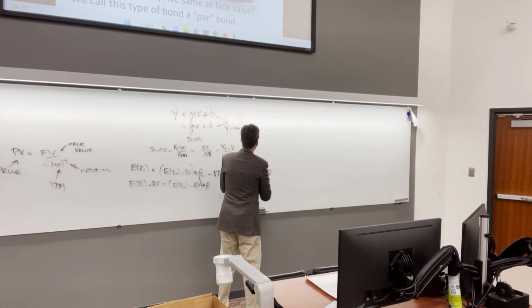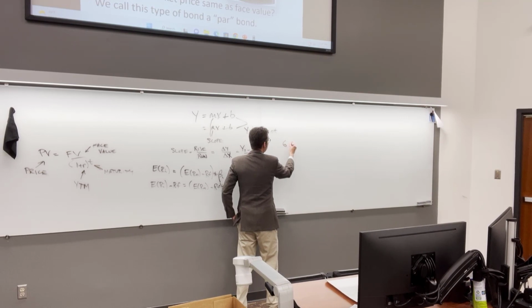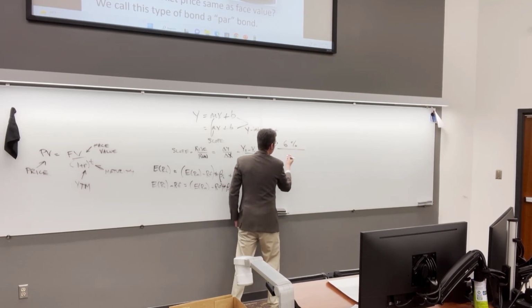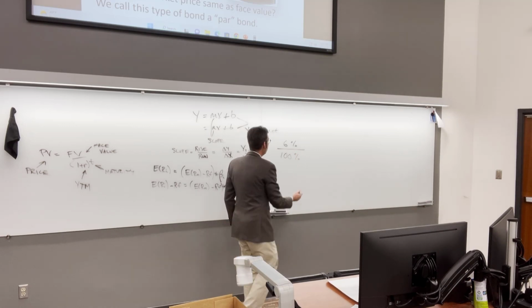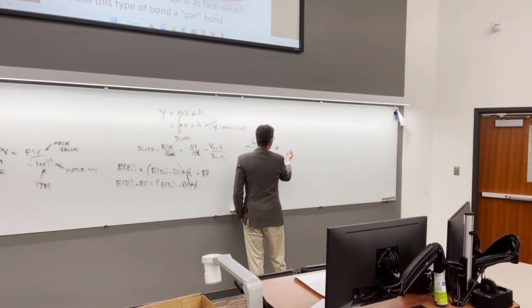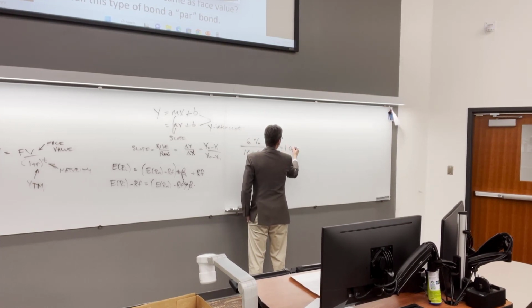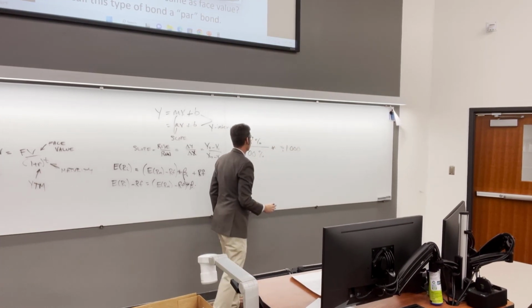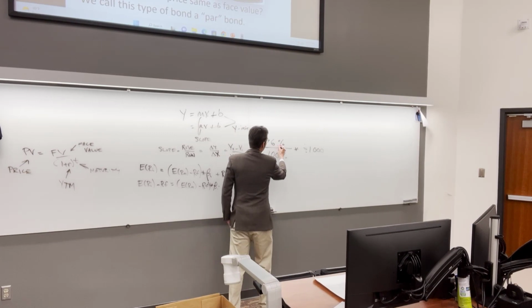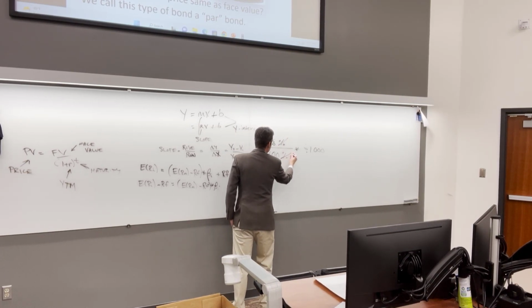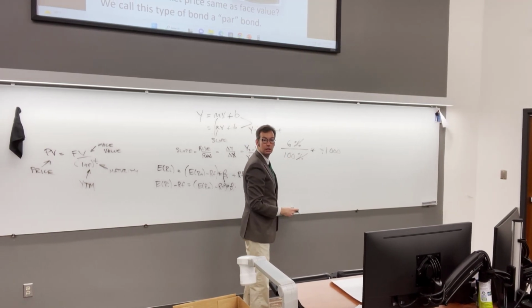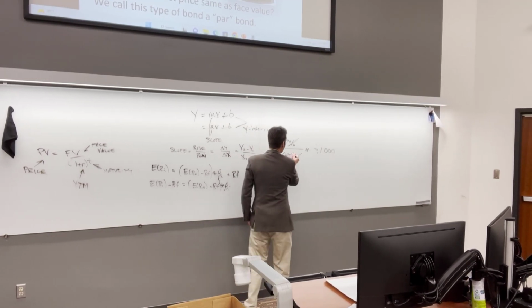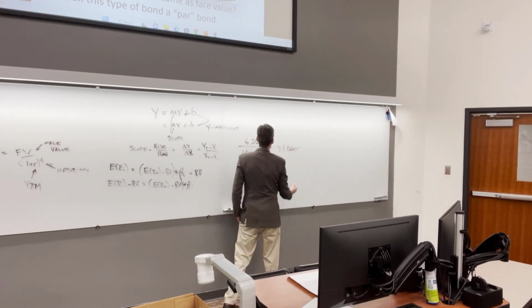Okay, so we're going to take our coupon rate, 6%. We're going to divide that by 100% to turn it into a fraction, and then multiply by the face value of $1,000. This cancels. This cancels. What happens to these two zeros? Yeah, they go away.